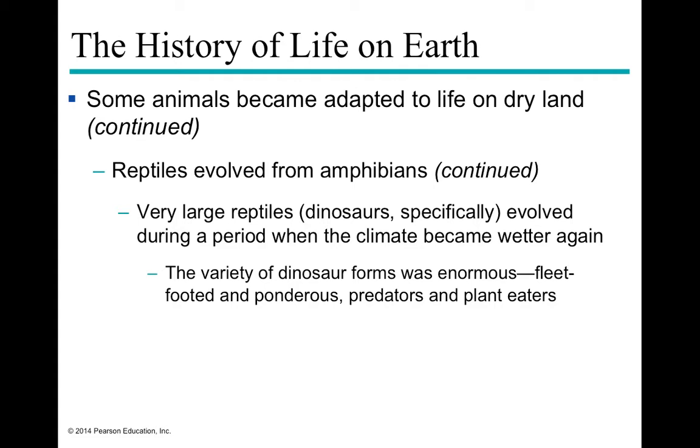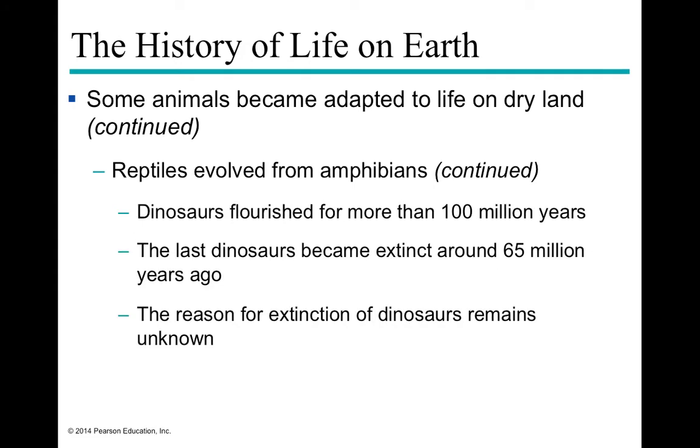Eventually, reptiles evolved to be much, much larger, and this allowed for the evolution of dinosaurs specifically. So the climate became much wetter again, and dinosaurs evolved into a great variety. We had a preponderance of dinosaur forms, from fleet-footed predators to plant eaters, so multiple different types of dinosaurs available, and they flourished for over 100 million years. They were the dominant life form for quite a while until approximately 65 million years ago when dinosaurs became extinct.